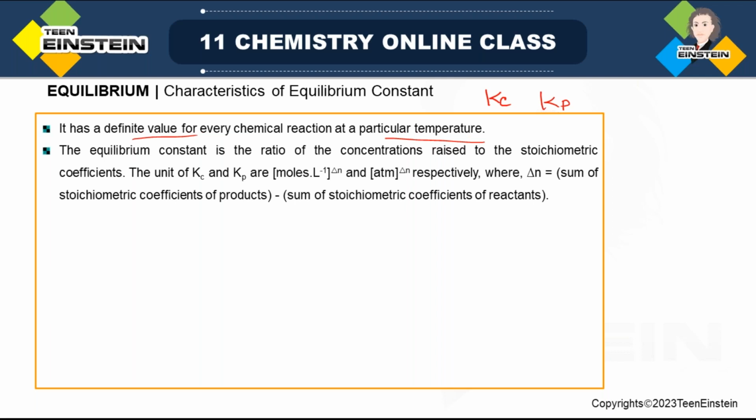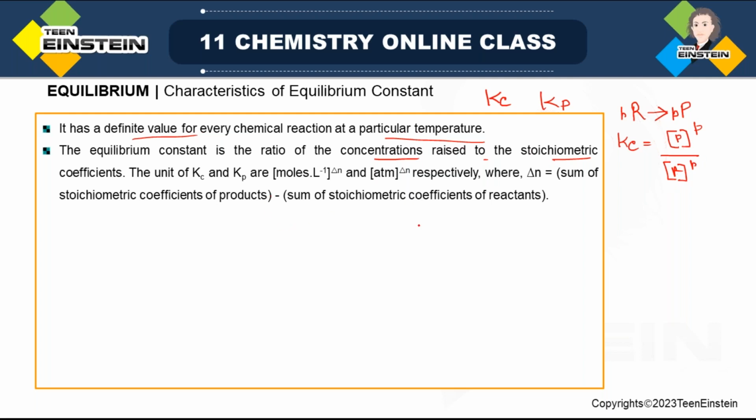Now, what about the unit of Kc and Kp? Until now, we have not talked about the unit. Ideally, the equilibrium constant is the ratio of concentrations raised to the stoichiometric coefficients. Suppose I am considering a very simple reaction, in which reactant R is converted to P. Here the coefficient is small r, and here the coefficient is small p. In this case, if I express Kc, it is the concentration of P to the power small p over the concentration of R to the power small r. Now, concentration of P means what?